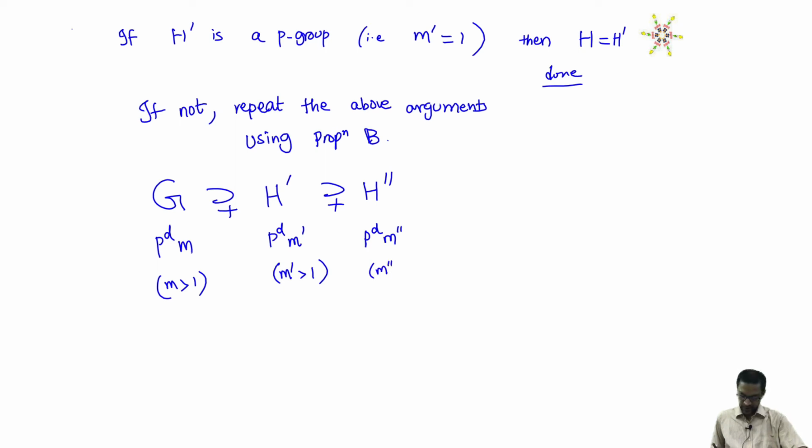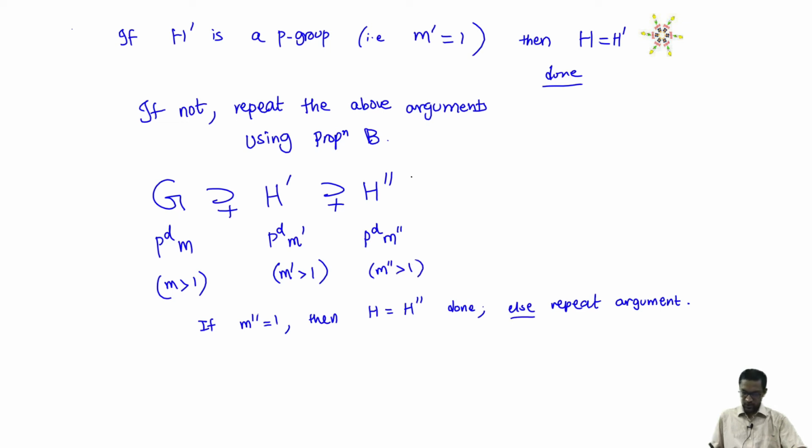Now if M double dash is 1, which means H double prime is a P group, then again we are done. It's now just a question of repeating the argument again and again. So observe, if M double dash equals 1, then the Sylow group you're looking for is just H double prime. You're done. Else repeat the argument again. Else would mean M double dash is also strictly bigger than 1, and you can construct another subgroup, and so on.